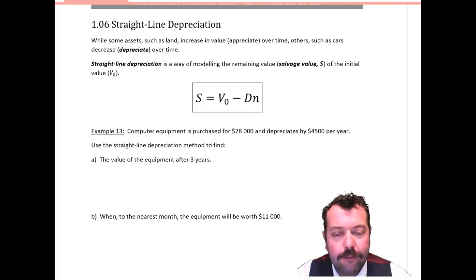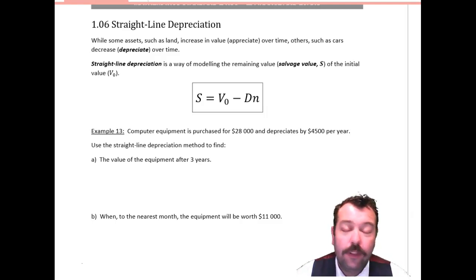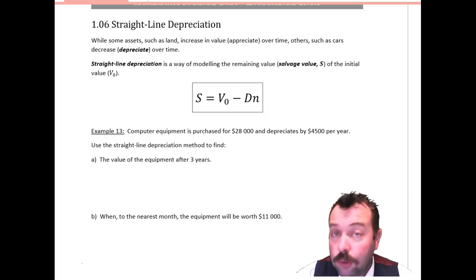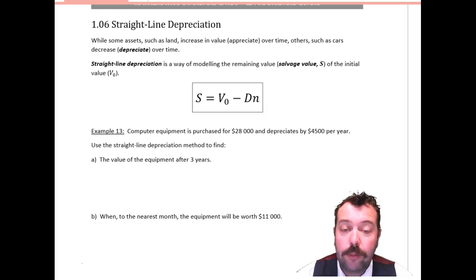Now we have the rate of depreciation, how much it goes down, and this is almost always quoted as a dollar figure per year, represented with capital D. And finally, the number of terms, which with depreciation is usually the number of years, is a lowercase n.